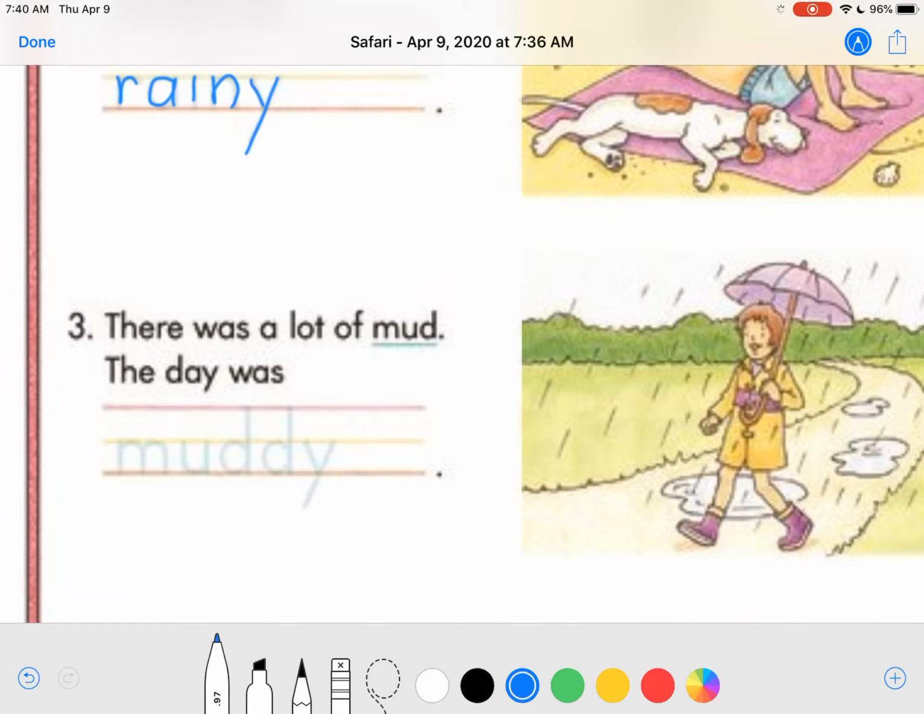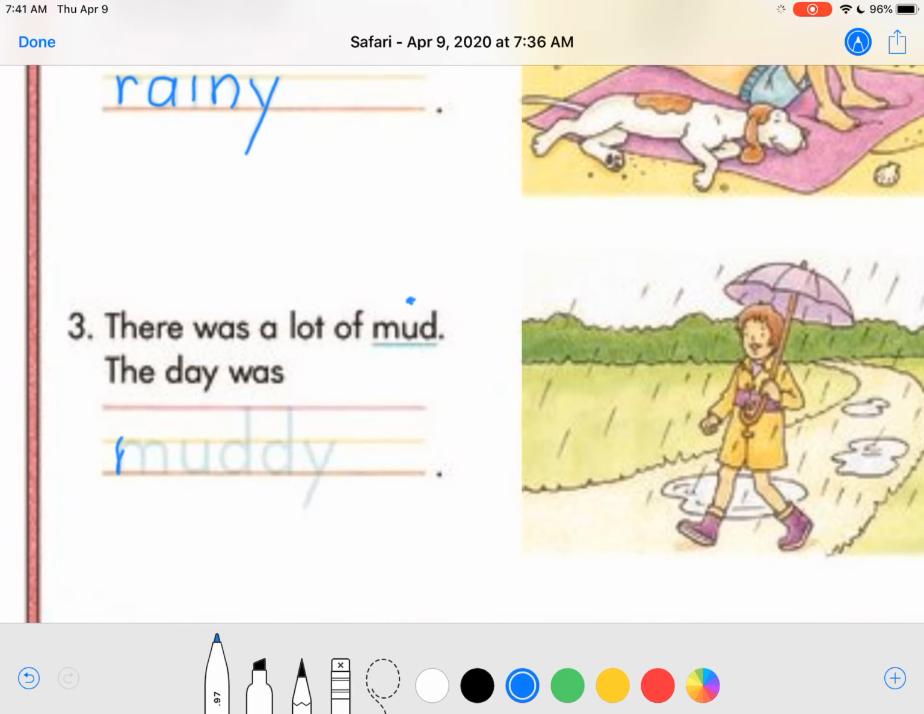Let's look at number three. Those sentences say, there was a lot of mud. The day was muddy. So there was a lot of mud. Let's look at the word mud. Mud only has one vowel and it only ends in one consonant. Hold up one finger. When a word only has one vowel and it ends in one consonant, you should double it. Hold up your other hand's finger and put them together. We're doubling it so that we know we're finished.